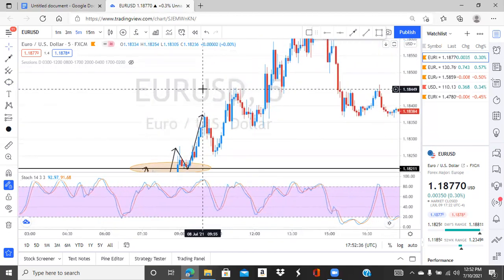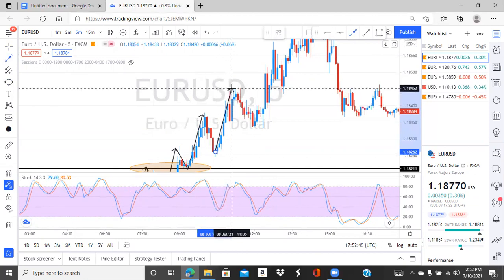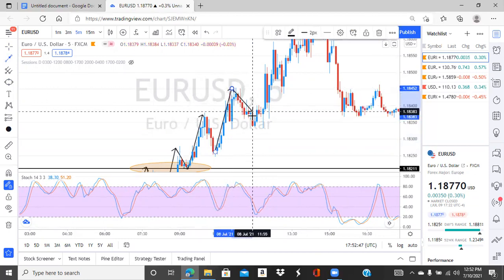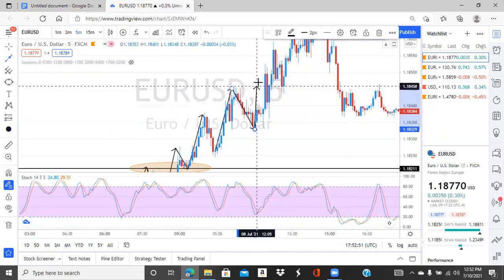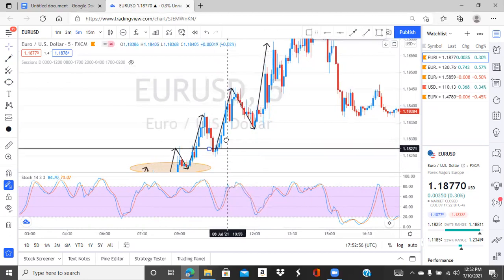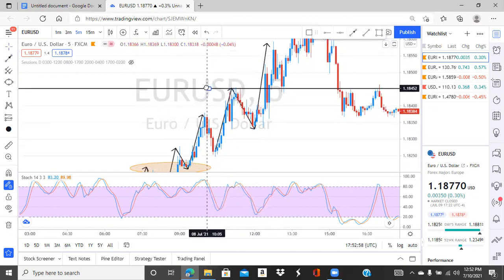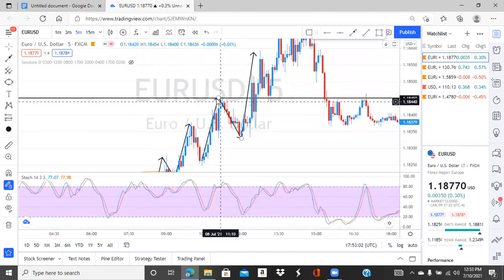Okay? All right? Same thing here. We get the market making this impulse move up, showing us some exhaustion, and then continuing up. But that impulse move up, whenever it got exhausted, we know that that is now our resistance point. So we're going to wait for price to come back to this line, and we are going to take a buy.